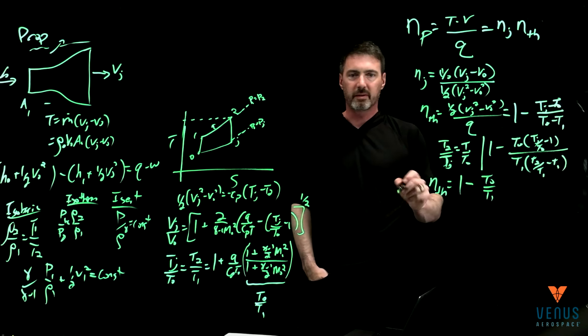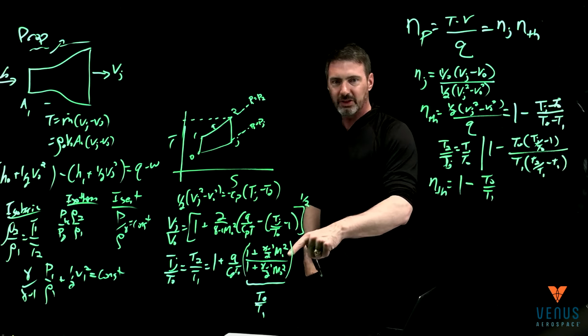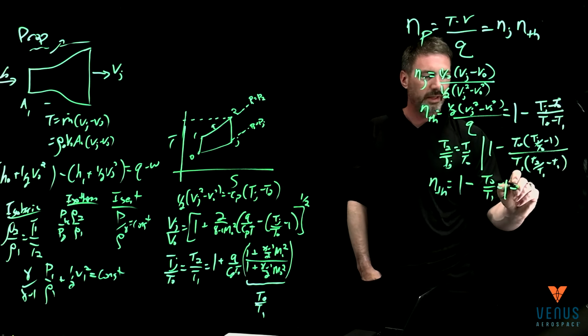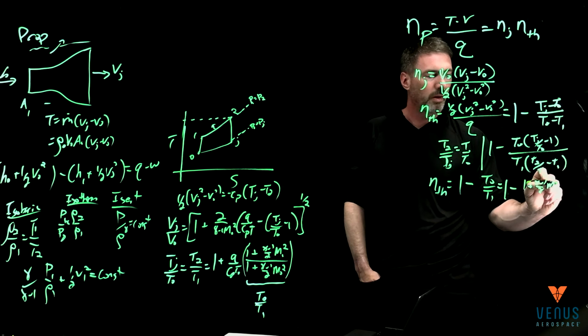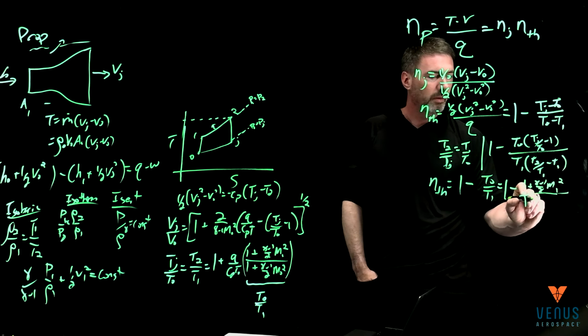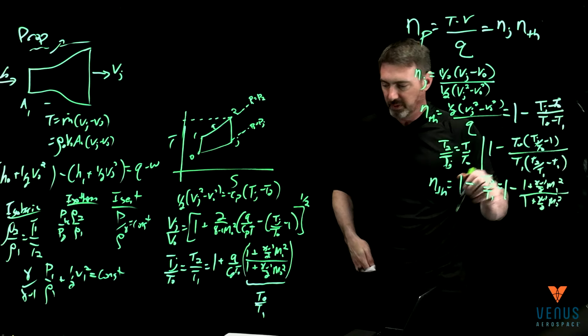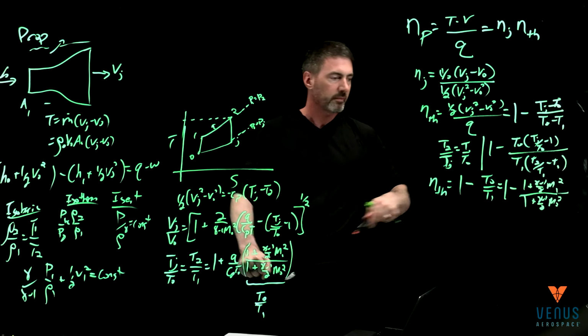So it's really 1 minus the ratio of the temperatures, which is actually this term here. So this is just 1 minus 1 plus gamma minus 1 over 2 Mach 1 squared over 1 plus gamma minus 1 over 2 Mach 0 squared. All right, so that's a big one. I'm going to circle that in a different color.